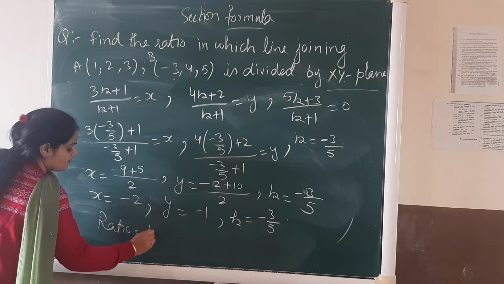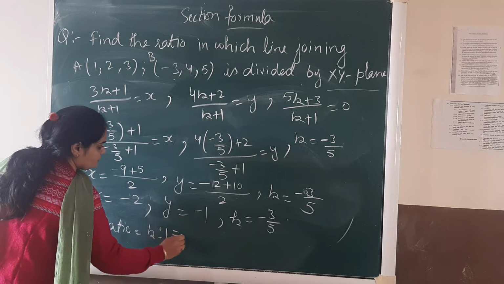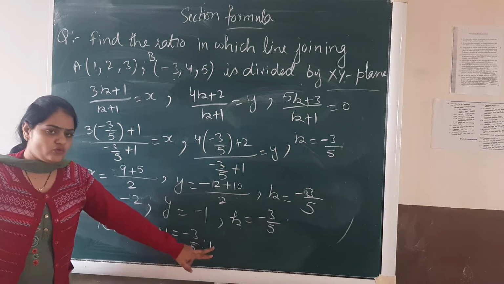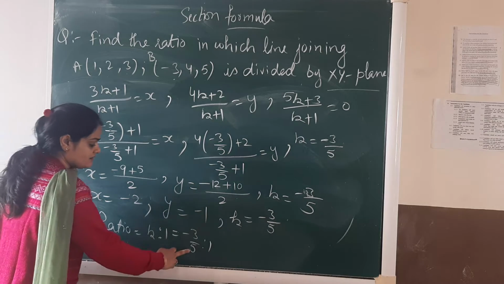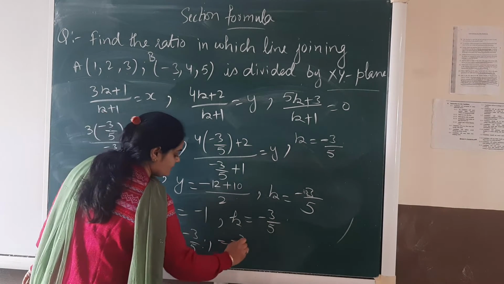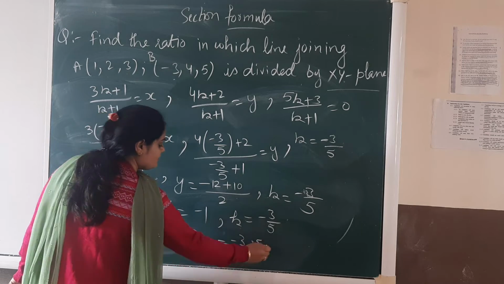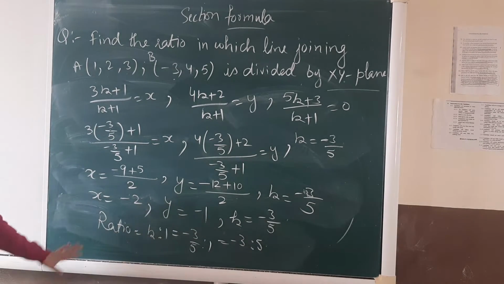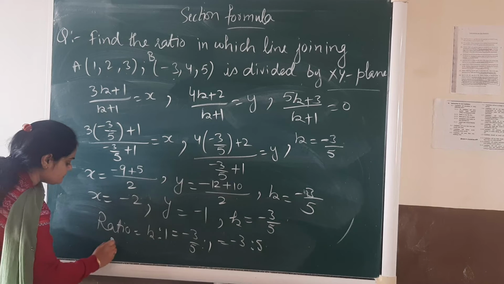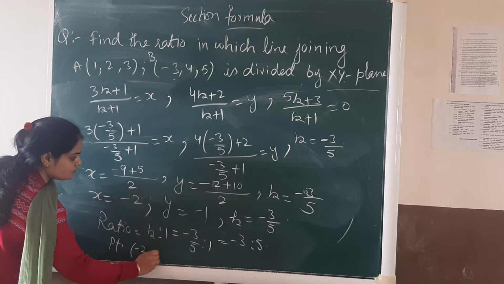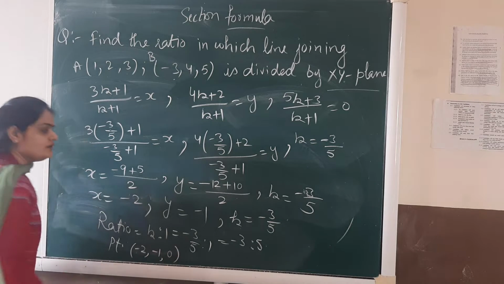The ratio is in the form of k ratio 1. So k's value is minus 3 by 5 ratio 1. This 5 can go to this side, and here it is in division, so it will go to that side with a multiplication symbol. So 5 into minus 5. So the ratio is minus 3 ratio 5, and the point is x comma y comma 0, so minus 2 comma minus 1 comma 0.